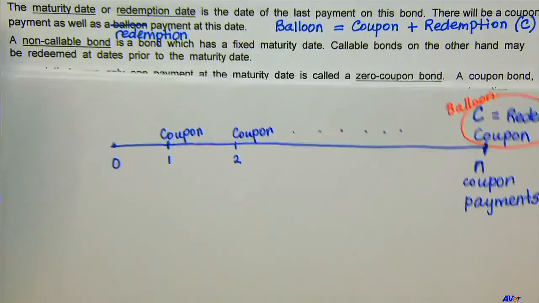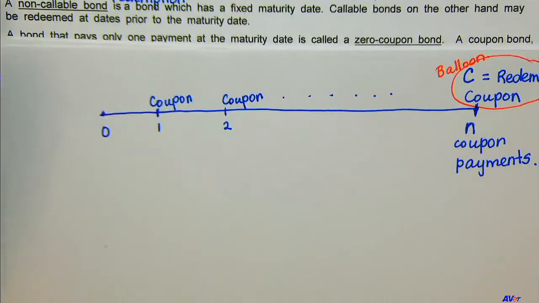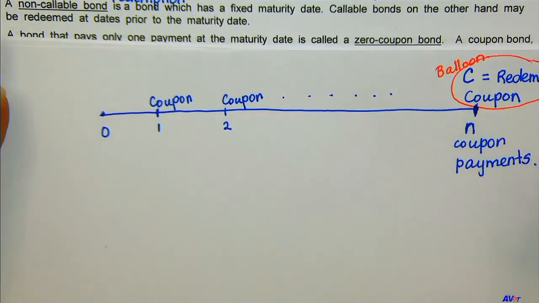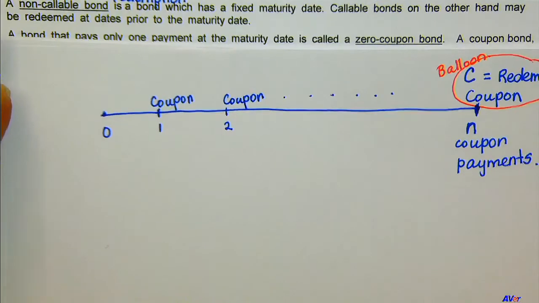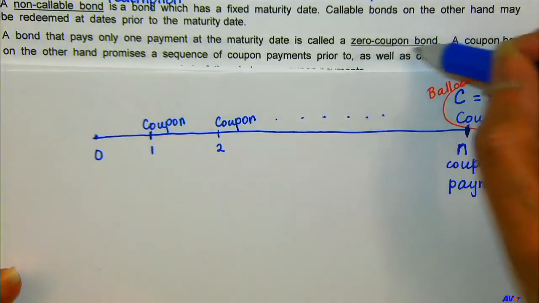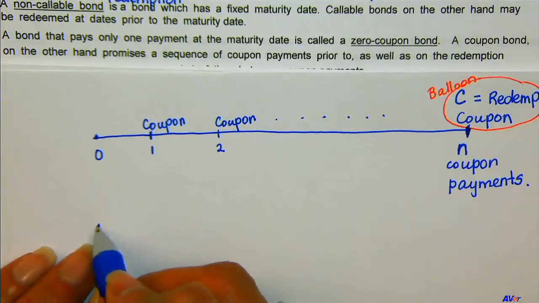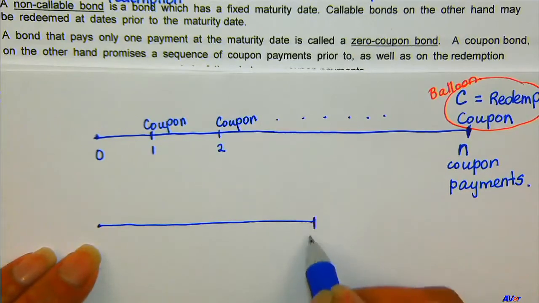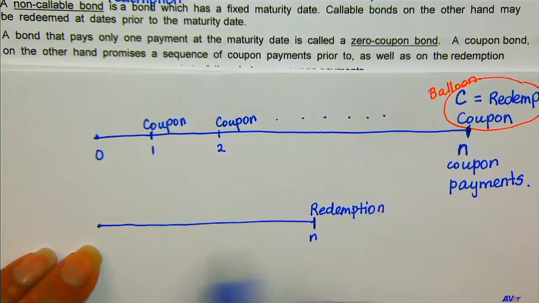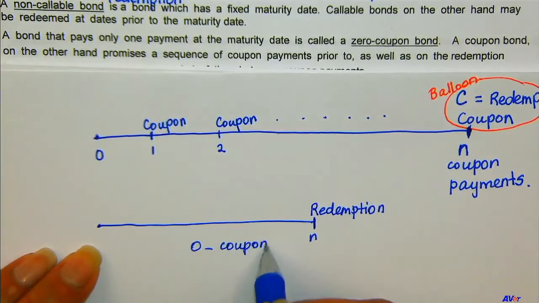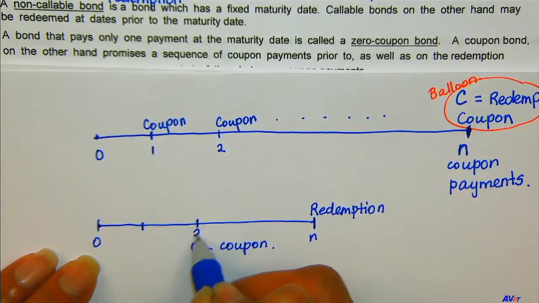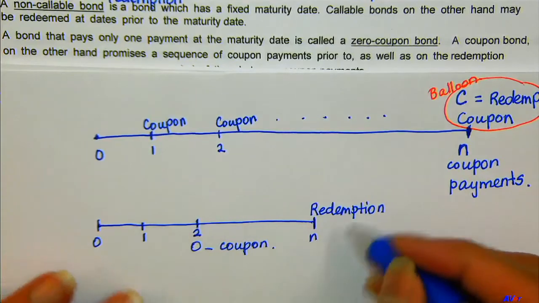So a non-callable bond is a bond which has a fixed maturity date. Our maturity date is right here. Callable bonds, on the other hand, may be redeemed at dates prior to the maturity date. We'll talk about that later. A bond that pays only one payment at the maturity date is called a zero coupon bond. So a zero coupon bond has no coupons, that's all. And the redemption is the only thing you get back at time N. Zero coupon. Nothing is happening at time 1 and nothing is happening at time 2 and so forth. But at time N, you will get your C back.